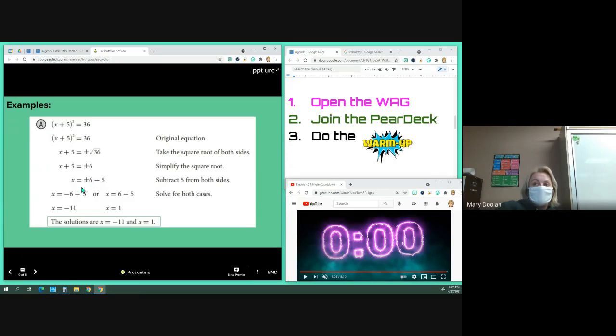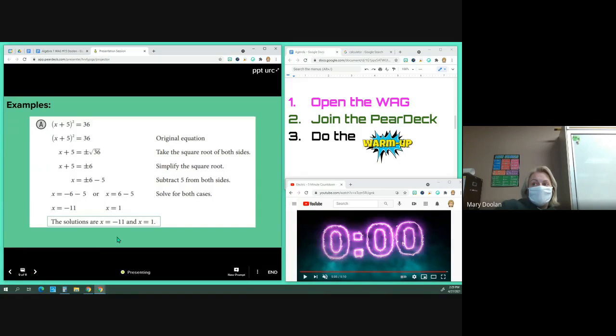And we're going to break this into the two possibilities. So if 6 is positive and if 6 is negative, that's what we're doing here. Either we're going to get x equals negative 6 minus 5, which is negative 11, or we're going to get x equals 6 minus 5, which is 1. So our two solutions to this equation are x equals negative 11 and x equals 1.